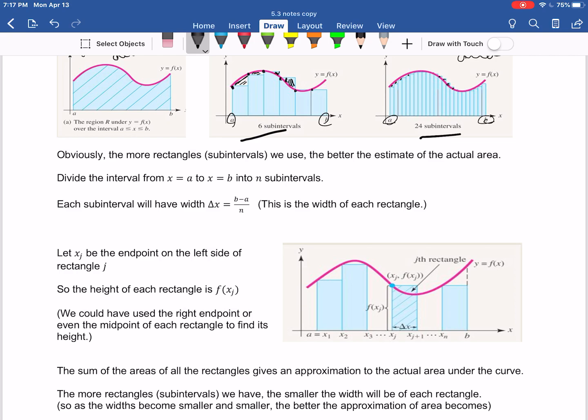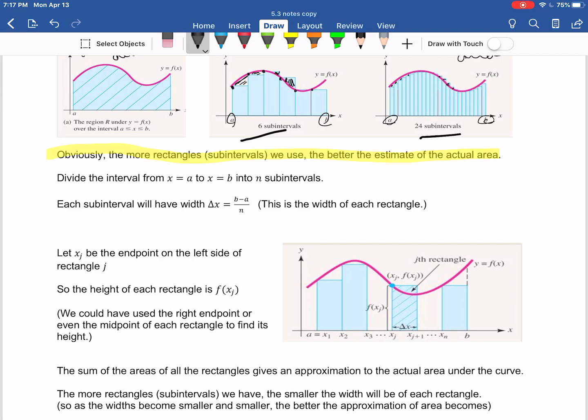And so the more subintervals that we use, or the more rectangles that we use, the better the estimate of the actual area. So that's what this line is telling you. Okay, that's a pretty obvious fact. The more rectangles we're able to construct, the better the area is going to be. Now, it's also going to create more work for us. I'd rather find the area of 6 rectangles rather than 24. I don't know about you, but 24 does give you a better answer.